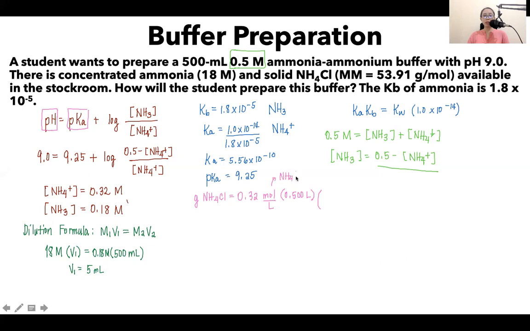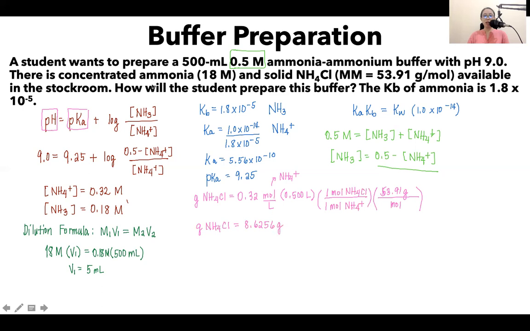This one is the molarity of ammonium. So we need to relate how many moles of ammonium ion we have in 1 mole of ammonium chloride, and it's 1:1, right? 1 mole of ammonium in 1 mole of ammonium chloride. And finally, we convert this using the given molar mass of ammonium chloride, that's 53.91 grams per mole. So the mass of ammonium chloride required for this buffer is 8.6256 grams.